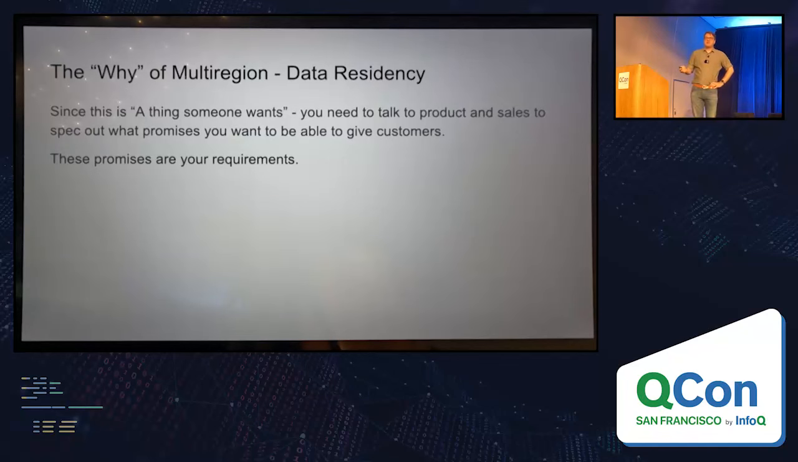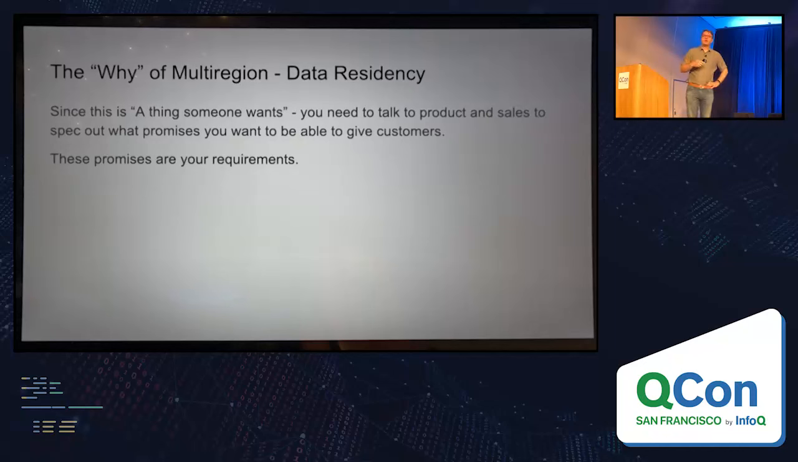You, as the architect of this, need to go find out who actually wanted this thing. Why did they want it? You need to go talk to sales, you need to go talk to your customers, you need to go talk to legal, because the requirements for this project are actually going to be: what do you want to be able to say in the contract? What is it that you want to promise people about their data residency? So step one is figure out what exactly are the requirements.